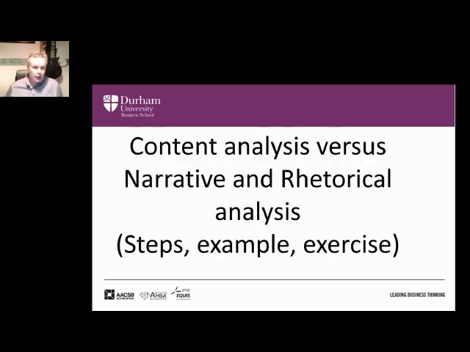Let's think quickly about the difference between content analysis and narrative and rhetorical analysis. This first part of the presentation is kind of enough for an introduction, and I'll go on to later themes, more advanced themes, in a little bit. In each of these cases, content analysis versus narrative and rhetorical analysis, I'm going to go through the steps you would have in research design, give you an example, and then briefly an exercise.